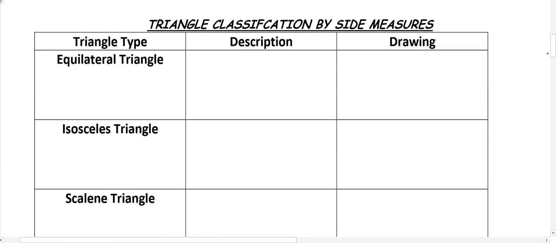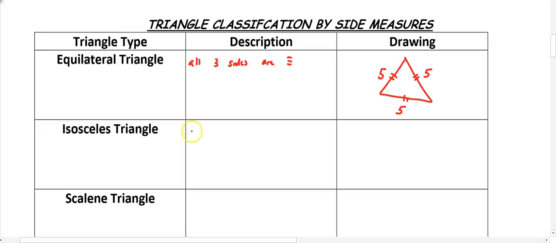Now, the other way to classify triangles is by the side measure. So in an equilateral triangle, all three sides are congruent. So they're all going to have the same measure in the triangle. They might have all the same tick mark, and they're all going to have the same measure.